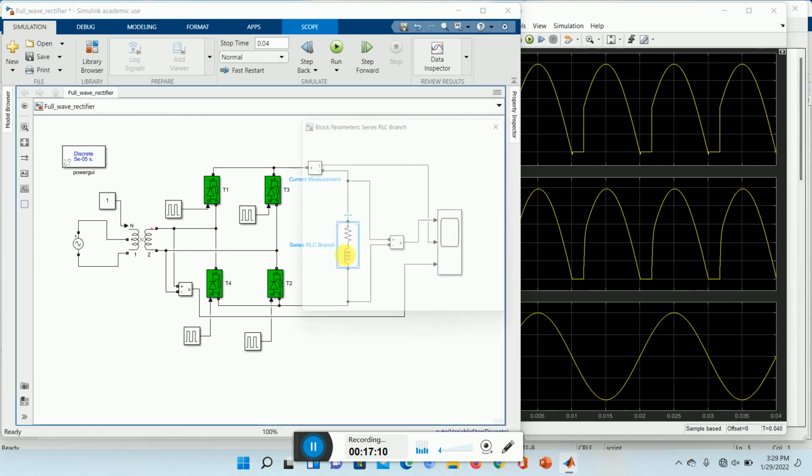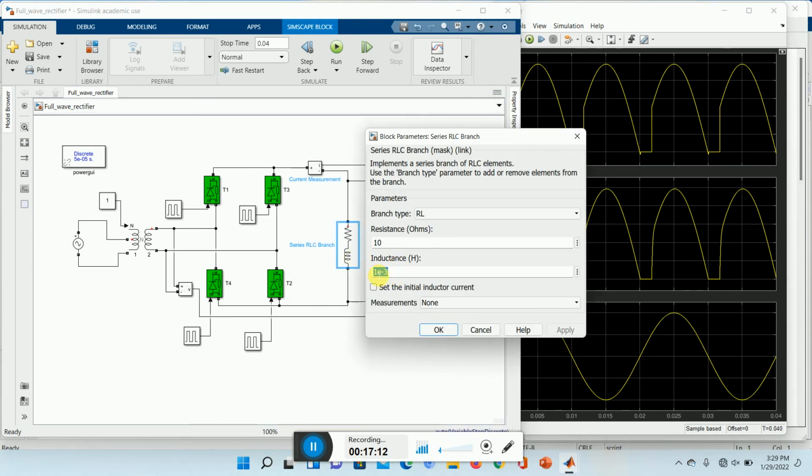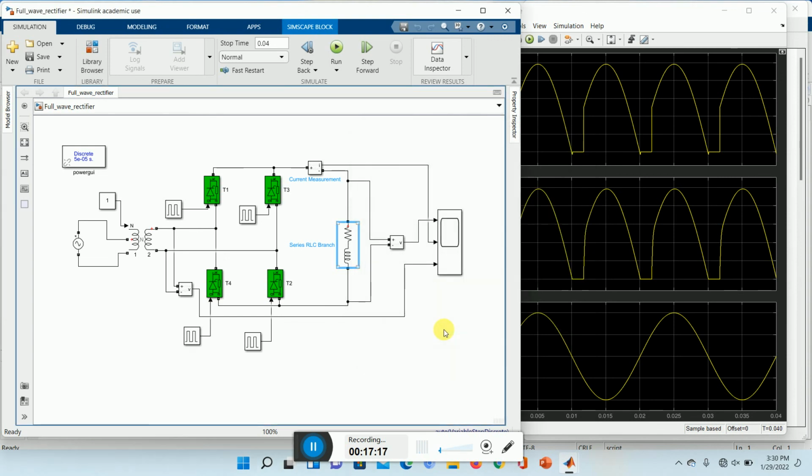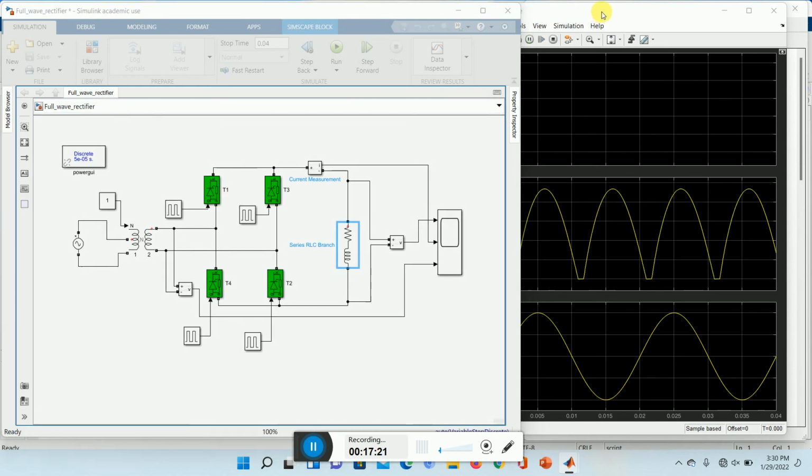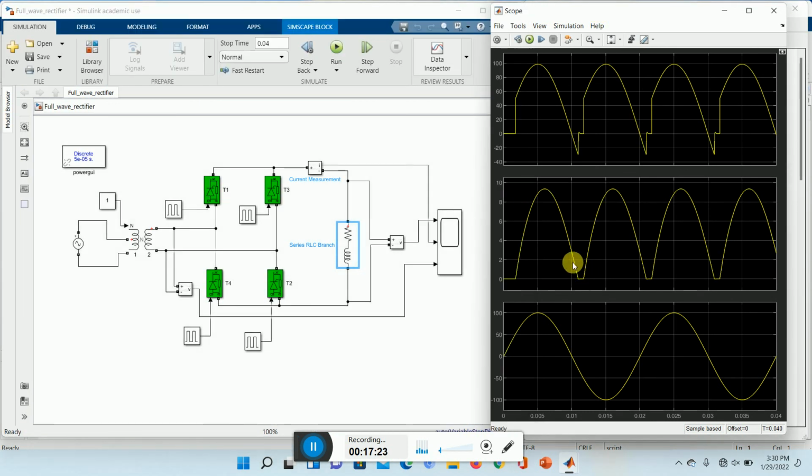Let's do one thing. In the inductor, increase the value of the inductance. Once we increase the value of the inductance, see the difference we have got. The current is exceeding the value of pi. Pi is 0.01 seconds. It is exceeding that value, and we have a negative voltage. And the beta value is not 180 plus 30 degrees.